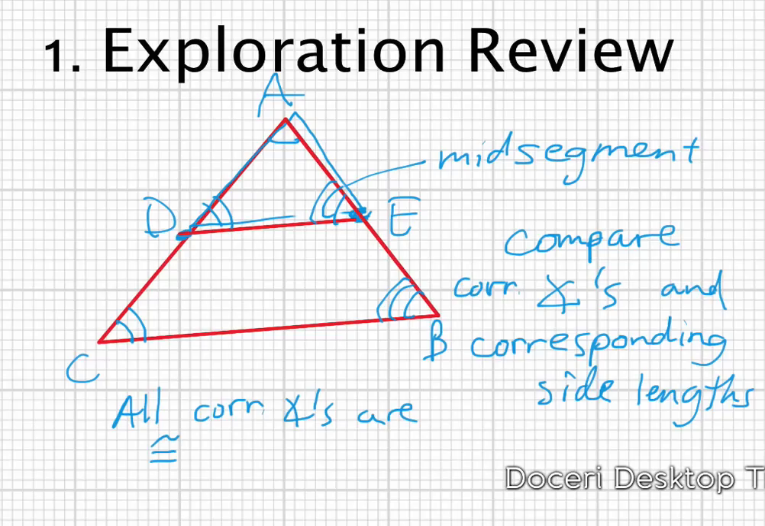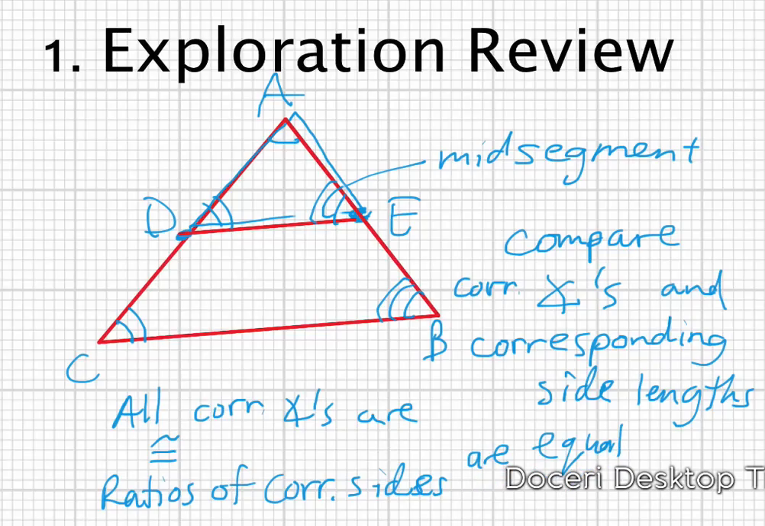The other thing you should have noticed was the ratios of the corresponding sides are equal. So all of these ratios are going to be the same. Now when I have multiple ratios equal to each other, we call that proportional. So I'm going to talk about that soon. That's basically all we did in the exploration, was trying to talk about what makes two objects similar. And so that's the exploration for today.